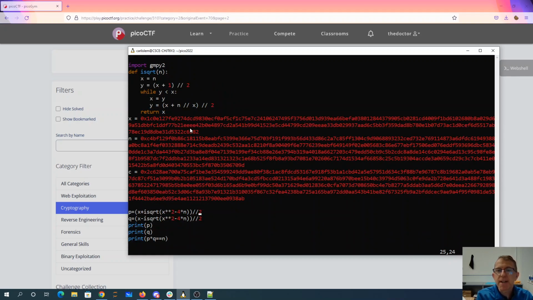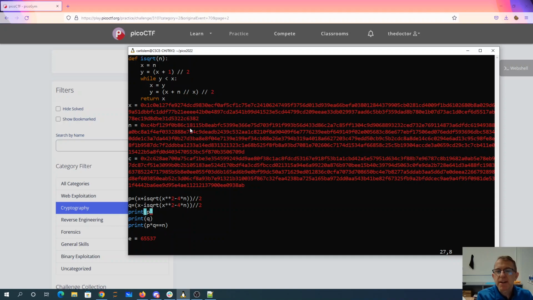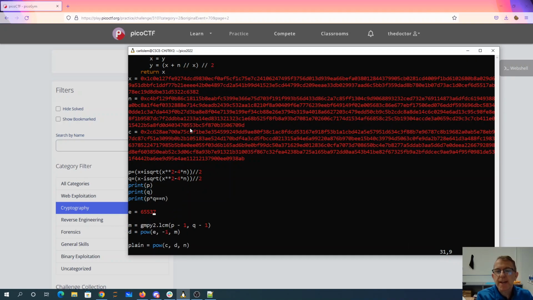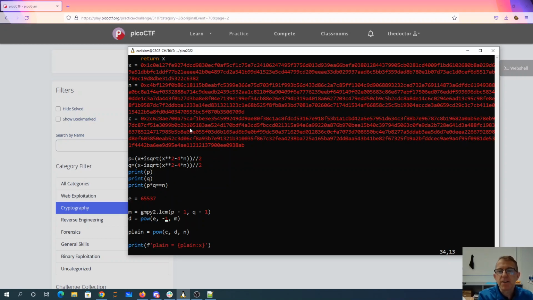I took these numbers out of the file they gave me. So p is b plus the square root of b squared minus 4ac, all over 2a. Q is the minus there. I print them out. I make sure they equal n. E is 65,537. They gave us that in the Python file. I compute d just the way they did. The plain text is then the ciphertext raised to the d power, mod n, and I print it out.